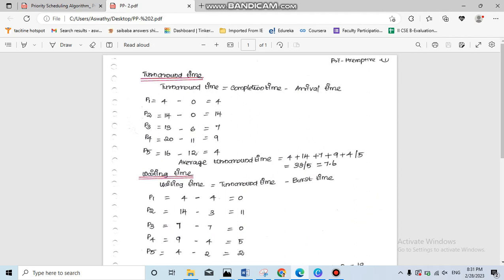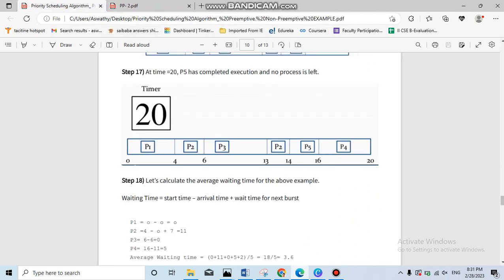Here, to calculate the turnaround time, we have a formula: turnaround time is equal to completion time minus arrival time. So the P1 completion time is 4, the P2 completion time is 14, P3's completion time is 13, P4's completion time is 20, and P5's completion time is 60.